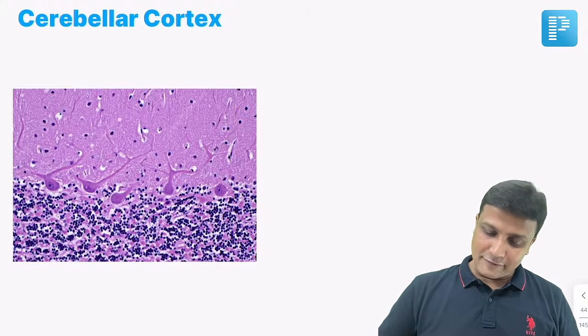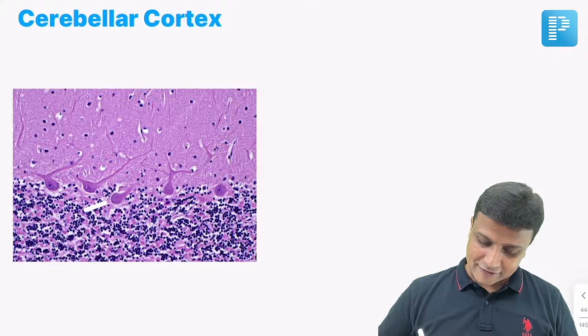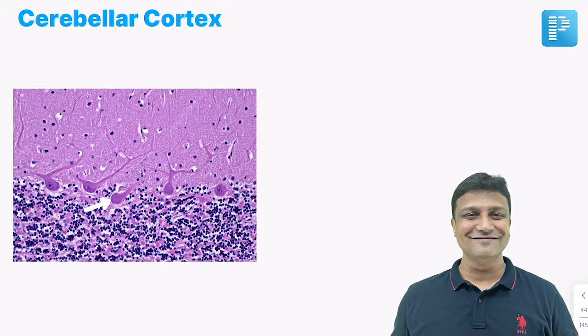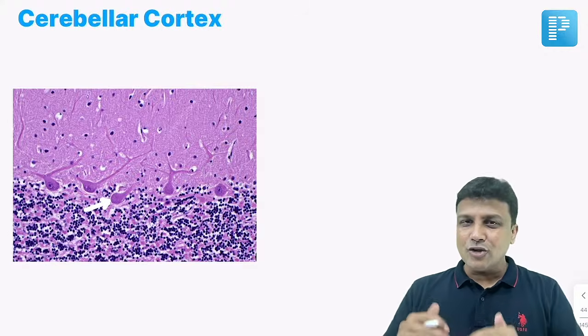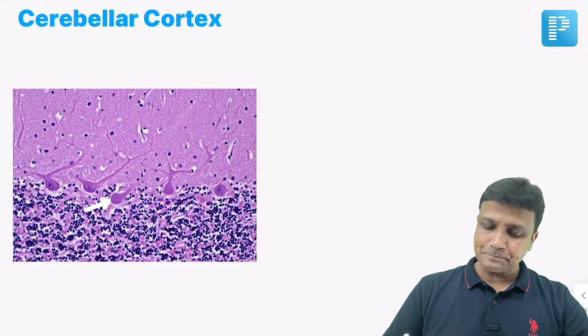And always what happens, they'll be giving an arrow mark here like this. Identify this cell over there. And that will be the Purkinje cell, sir. But whatever, let us try to discuss the entire concept over here.